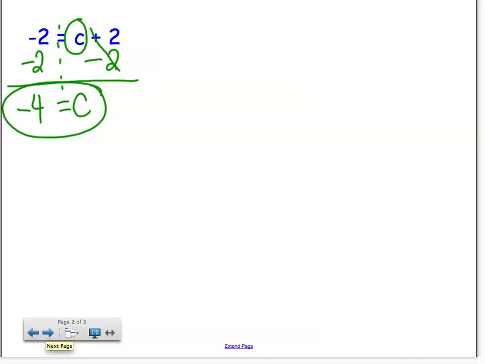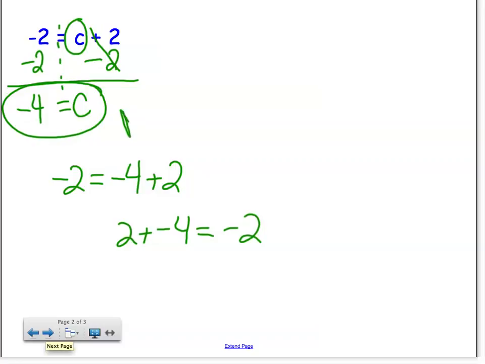Now let's see if this statement is true. If I were to rewrite this problem, I'd have negative 2 equals negative 4 plus 2. Well, let's work backwards. What's a 2 plus a negative 4? Negative 2. So we know we are correct.